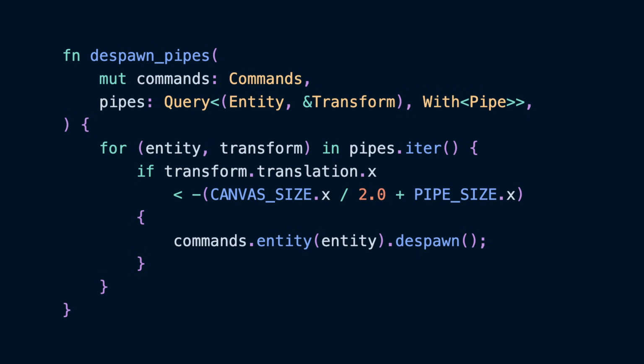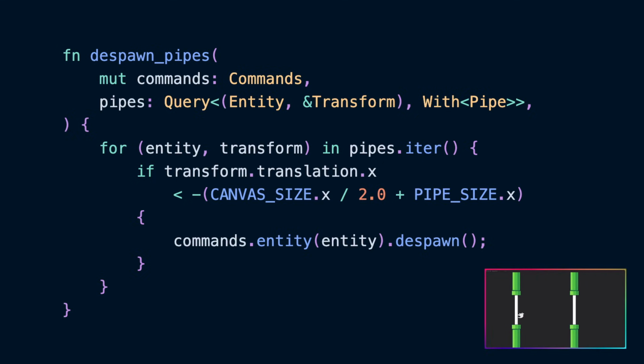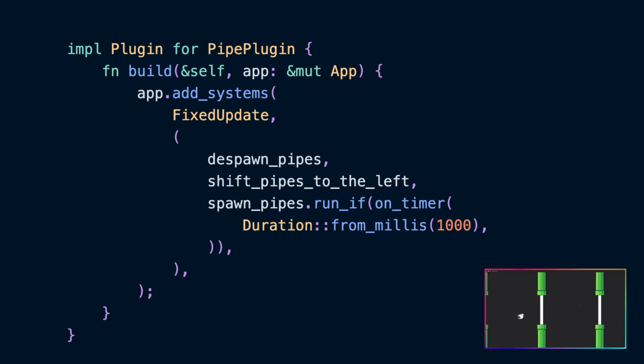Our despawn system queries for entities with a transform and a pipe component. In this case, the query will fetch the entity ID and the transform component value when we iterate over it, but not fetch the pipe component. We use the transform to check if the pipe has left the field, and if it has, use commands.entity to get access to the entity commands for this entity. The despawn function is the one we're looking for, since that will despawn the entity and remove its components. This also happens recursively, so if we despawn the root entity, it will despawn the root entity, all children, and all of their components. Don't forget to add this system to our set of systems, or of course it won't run.